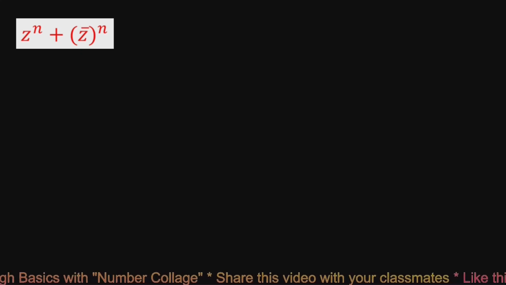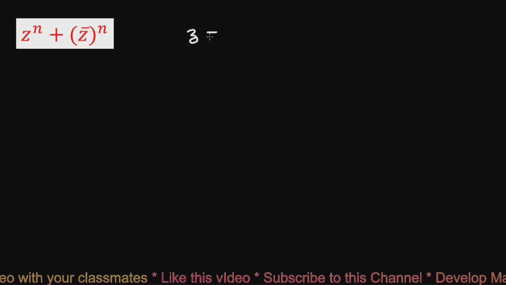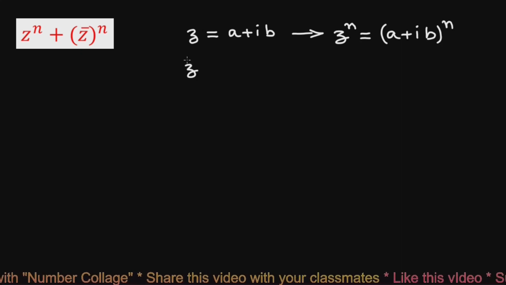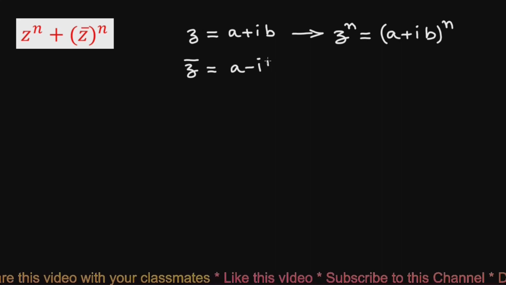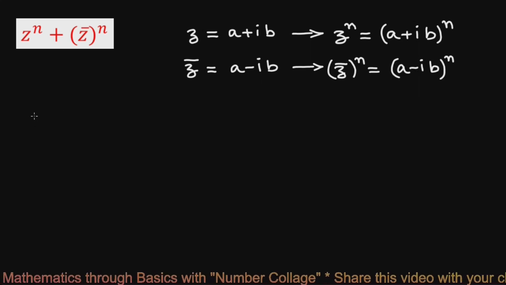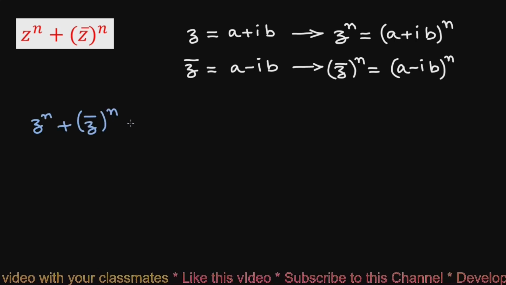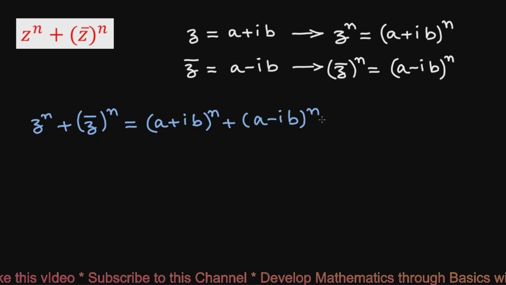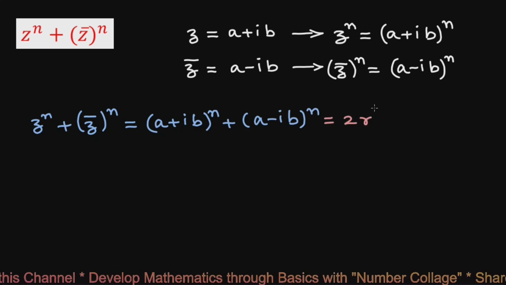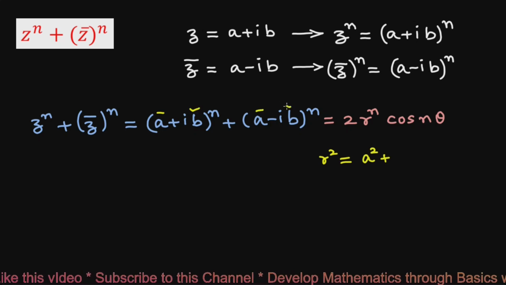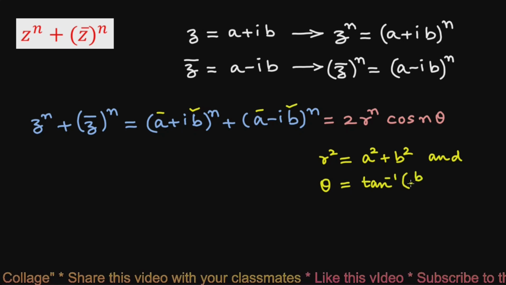In this video, we will discuss the sum of z raised to n plus z bar raised to n, where z is a complex number a plus ib, and z raised to n will be (a plus ib) raised to n, and z bar is its conjugate, which is a minus ib, and z bar raised to n will be (a minus ib) raised to n, and hence z raised to n plus z bar raised to n will be (a plus ib) raised to n plus (a minus ib) raised to n, and this, which we will later prove, is 2 r raised to n cos n theta, where r square is a square plus b square, and theta is tan inverse of b upon a.